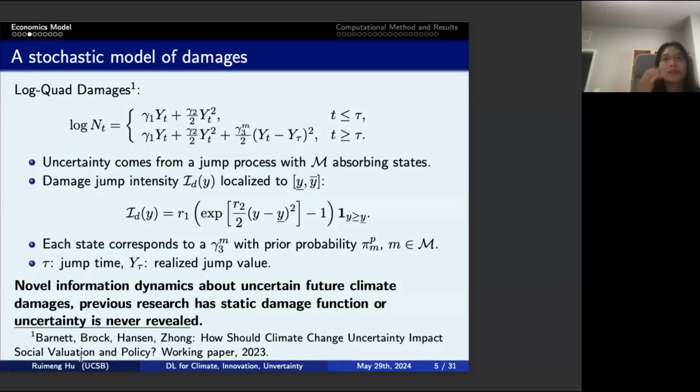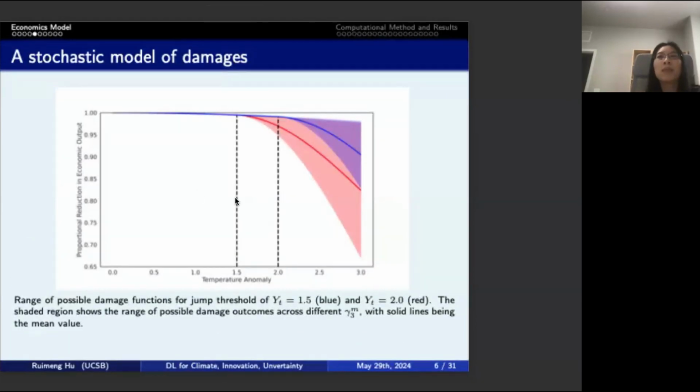We also want to mention that a similar model was considered in some previous work from my co-authors. Here is a visualization of different possibilities of the jumps. The right part is where a possible jump occurs at 1.5 degrees Celsius, compared to jumps happening at 2 degrees Celsius. The shaded area shows the possible damage outcomes across different choices of gamma-3, and the solid line is the average of all possible outcomes. We see that the earlier the damage happens, the more uncertainty it may have in the future.